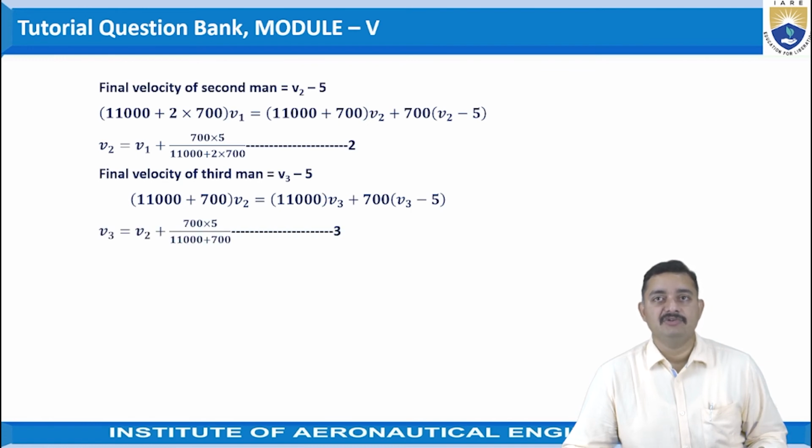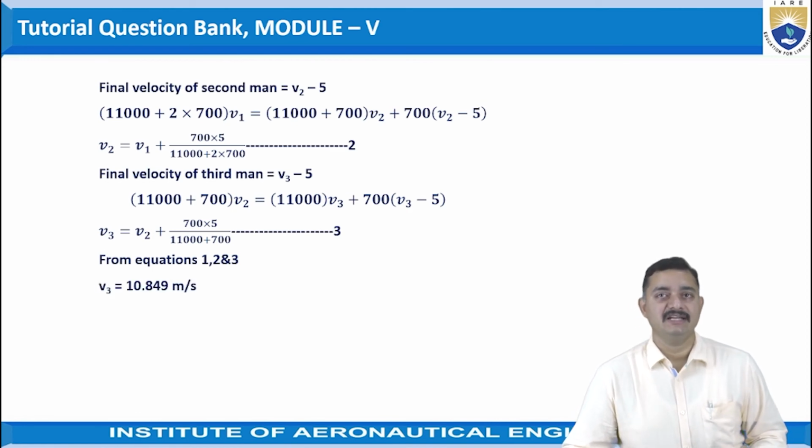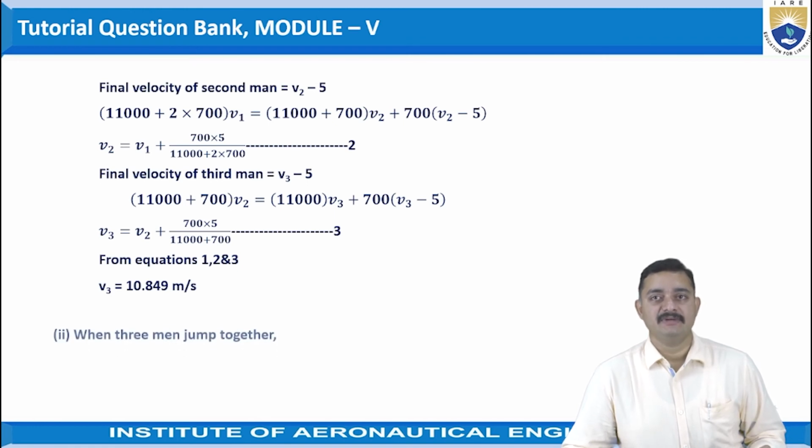Then v3 is equal to v2 plus 700 into 5 by 11,000 plus 700. So this is taken as equation 3. So from equations 1 to 3, we can get the value of v3 as 10.849 meters per second.